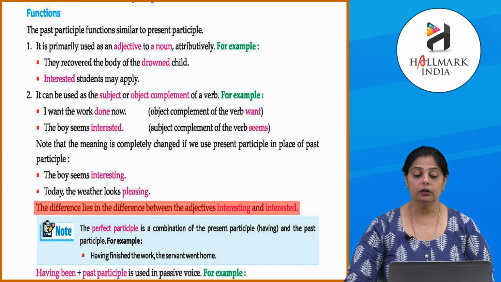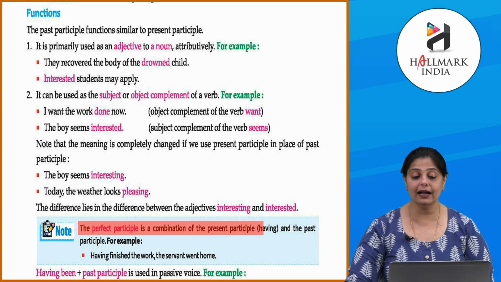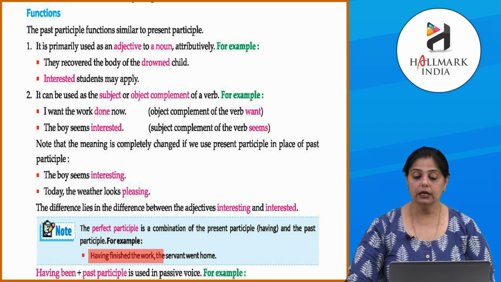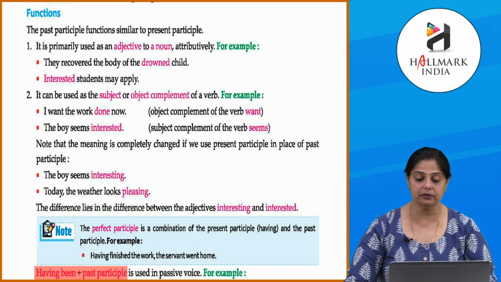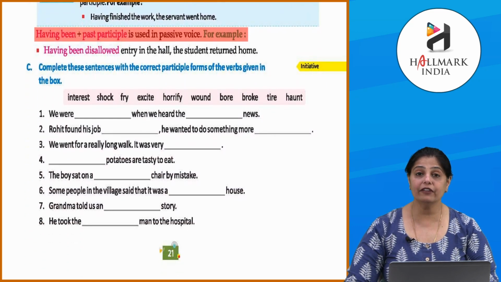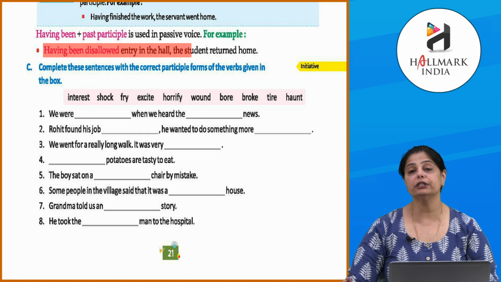Okay. Now, note, the perfect participle is a combination of the present participle, having, and the past participle. For example, having finished the work, the servant went home. So, having been plus past participle, okay, is used in passive voice. Okay, having been disallowed entry in the hall, the student returned home.